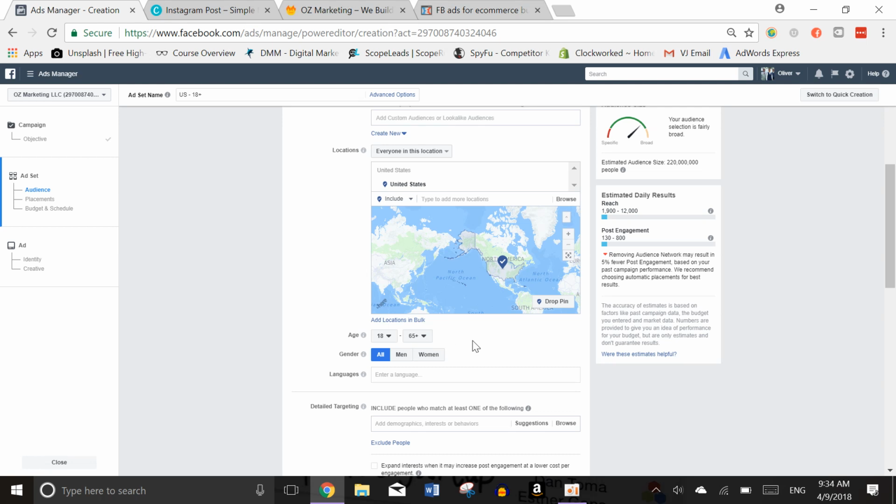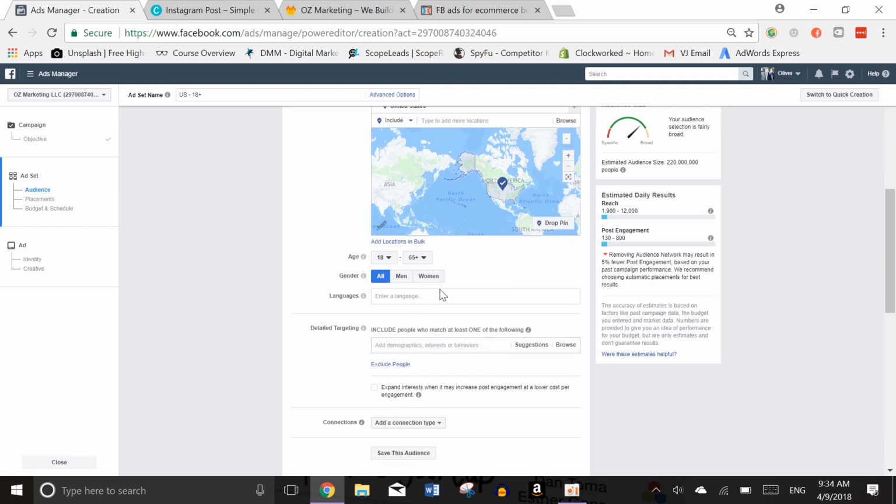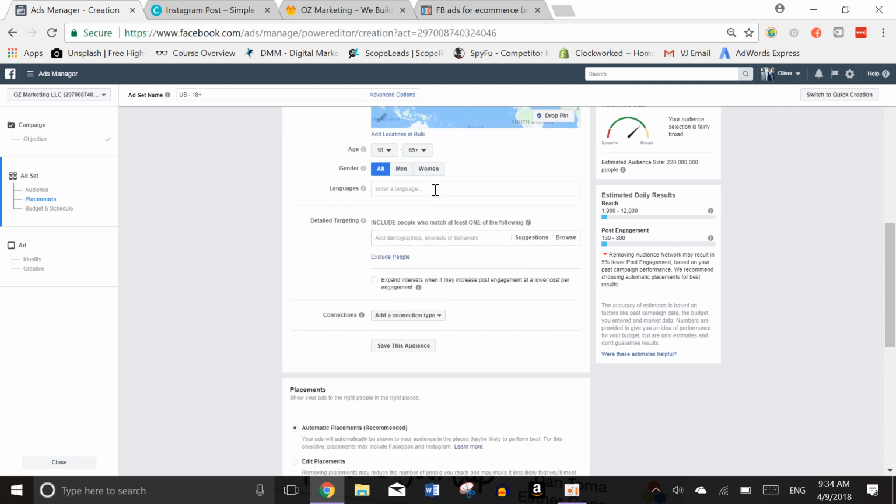If not, just keep it broad, and you want to see maybe there's some 18-year-old business owners that you want to target, right? Men and women, I would keep it all until you have some solid data of who's engaging with your ad. Languages, don't worry about that, especially if you're just targeting the US. And now this is where the key comes in.